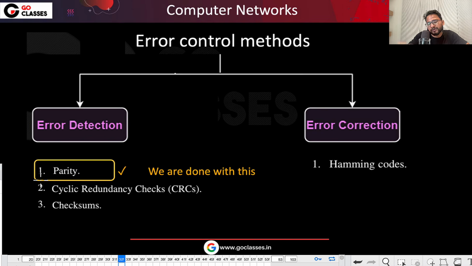Yeah, so this was a very small topic. It is just saying that if you are using even bit parity, then the total number of ones should be even. If you are using odd bit parity, the total number of ones should be odd. That's all. Okay. Now let's see.